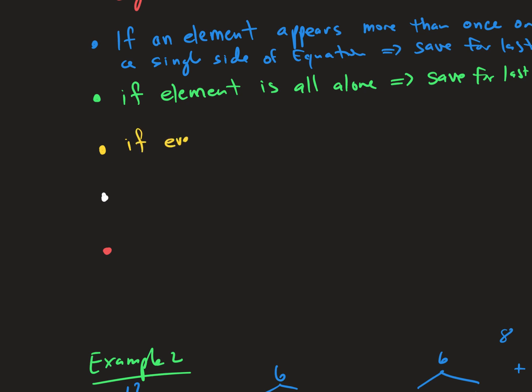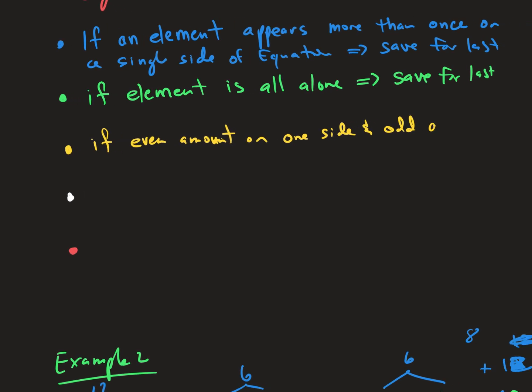If even amount on one side and odd amount on other side, then use least common multiple.